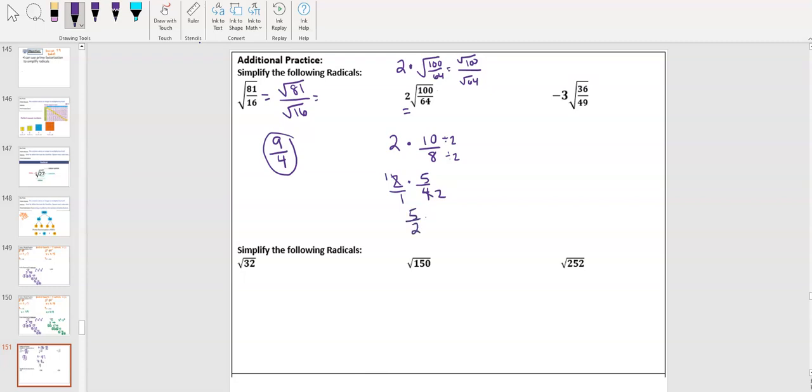Now I can keep it a fraction like this, or I can turn it into a decimal and make it 2.5. Okay, so this one or this one are correct. Remember, most things that we're doing in algebra we keep as fractions, but you can simplify further into a decimal. So go ahead and see if you can try the -3 times the square root of 36 over 49.